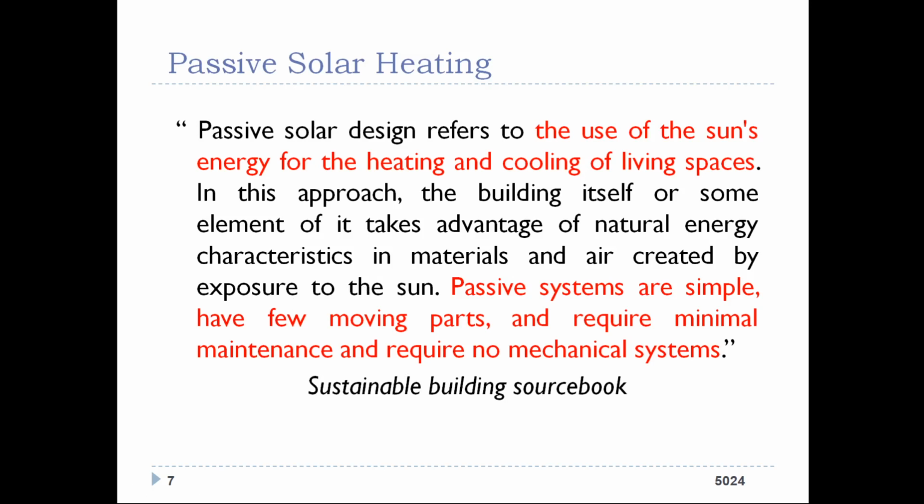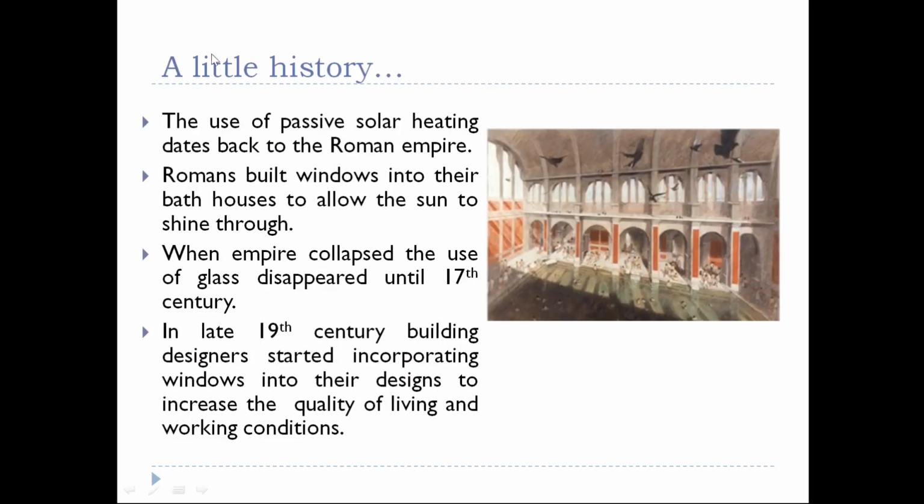Passive systems are simple. They have few moving parts, or rather no moving parts at all, and require minimal maintenance and no mechanical systems. This is the definition and explanation for passive solar heating as per the Sustainable Building Sourcebook.